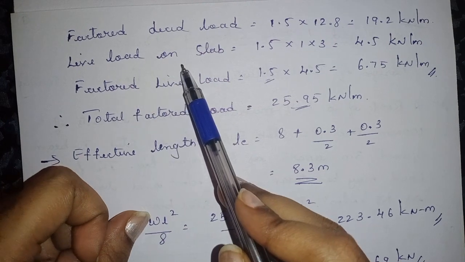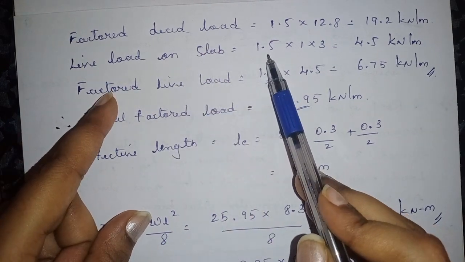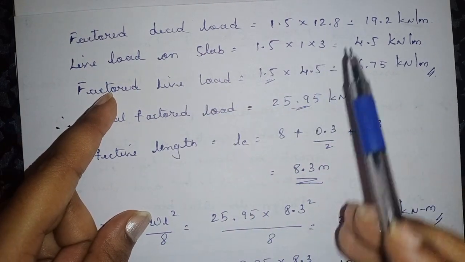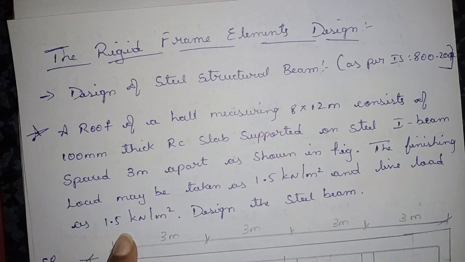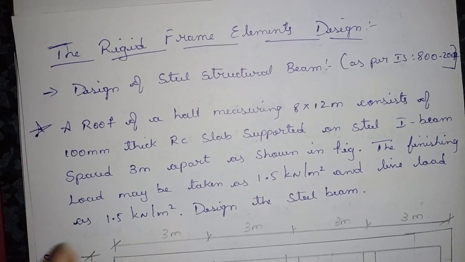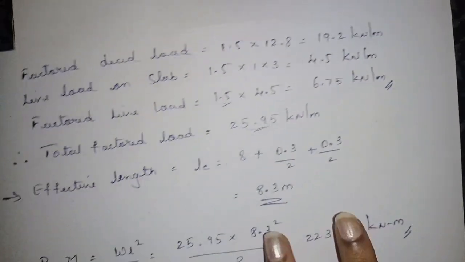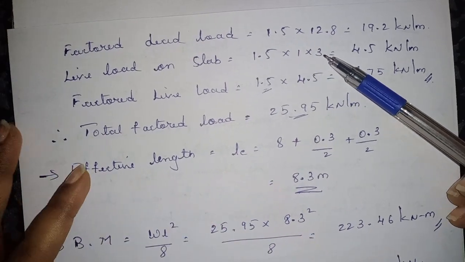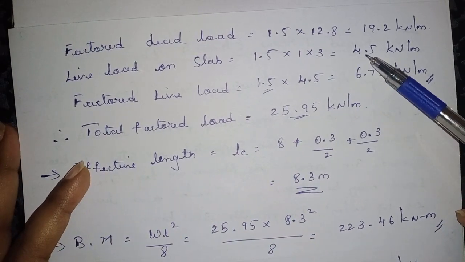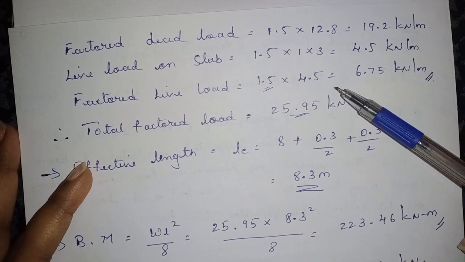Next we'll calculate the live loads. Live load is given as 1.5 kilonewton per meter square. That load we need to take here: 1.5 per meter square into 3, which is the breadth. So you will get 4.5 kilonewton per meter.